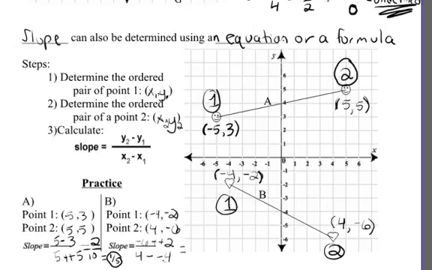So, negative minus simplifies to plus. Okay, so -6 plus 2 is -4 over 4 plus 4 is 8. So this simplifies to -1/2. There you go. Now try some practice problems on your own.